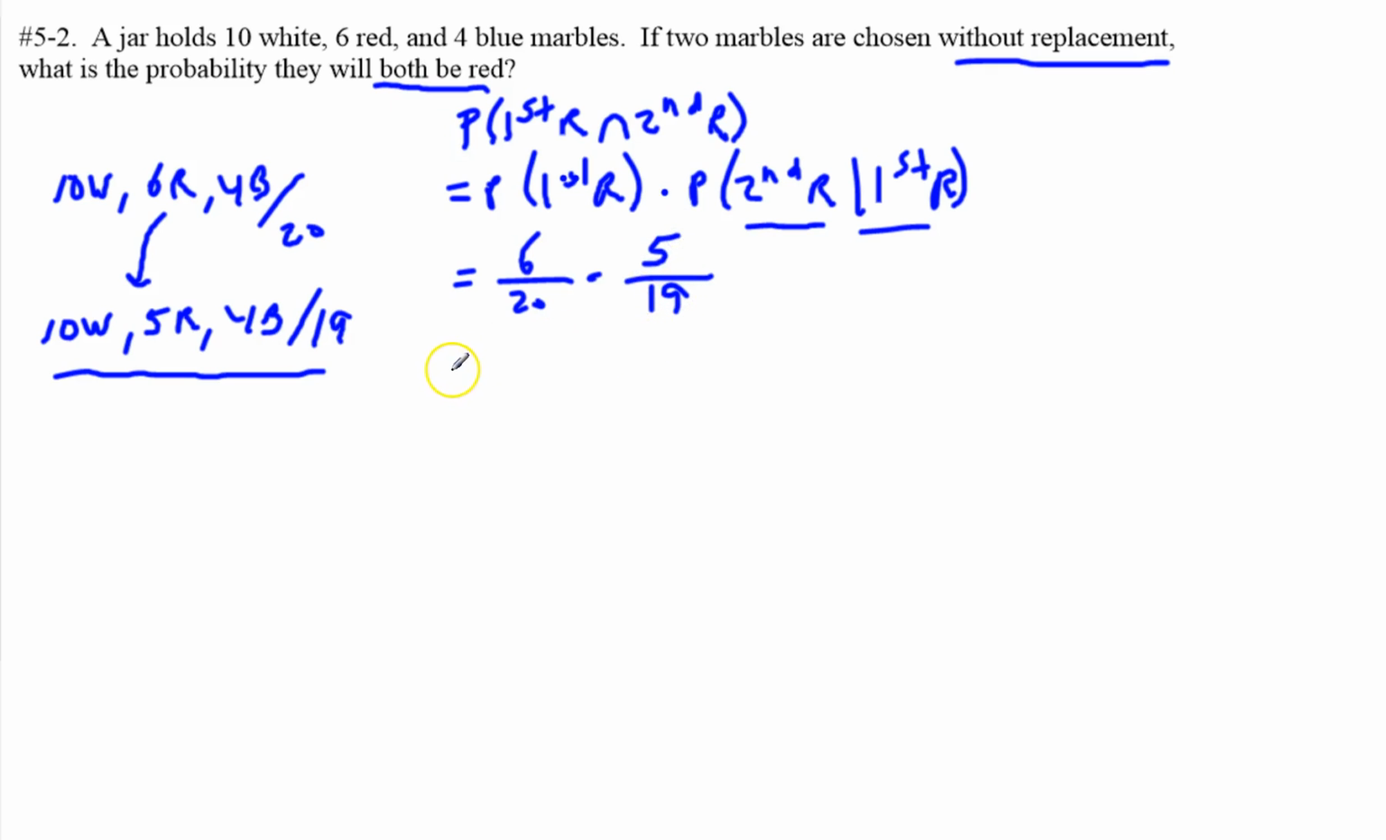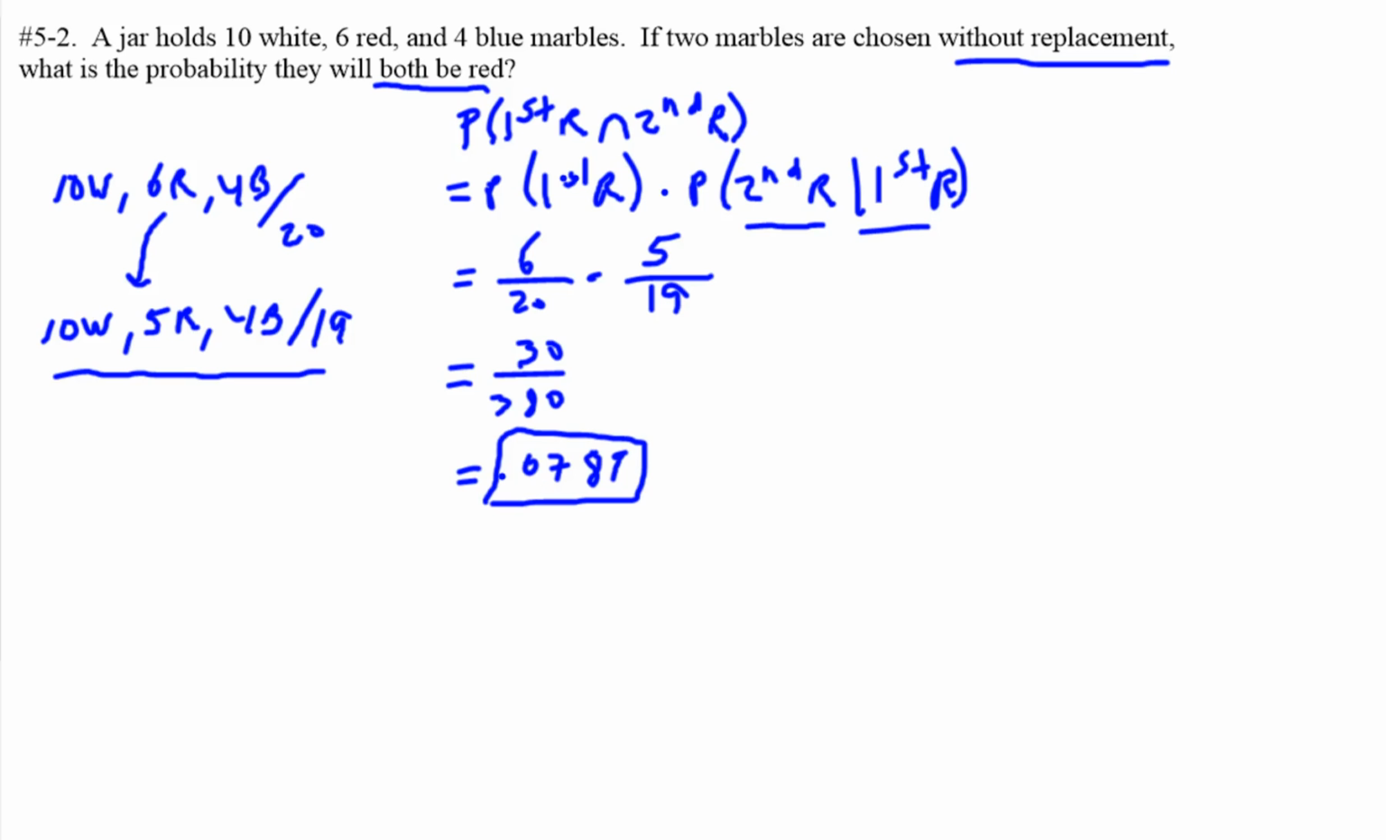So the probability changes. These probabilities are not independent because the probability of the second one depends on what happened in the first. If I multiply across there, 6 times 5 is 30, and 20 times 19 is 380. That turns out to be 0.0789, so a little bit less than 8% probability. It's less likely to get red the second time because there are fewer reds in the remaining marbles. Okay, so that's the first two problems.